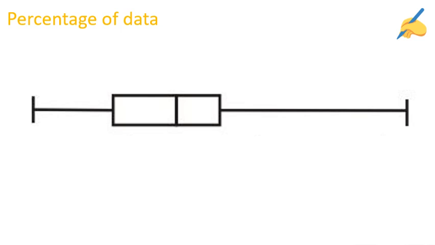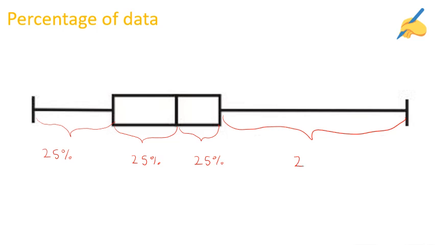So in this section, this first whisker, there's always 25% of the data. This next section contains another 25% of the data. This section, 25%. And this section here, 25%. So basically 50% of the data is contained in the box. And 25% in each whisker.